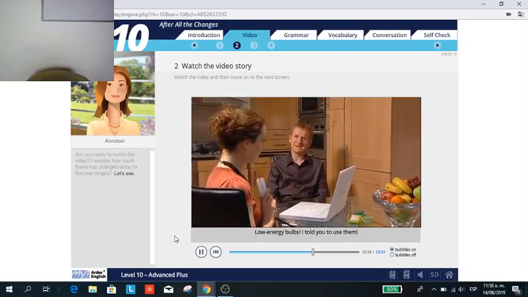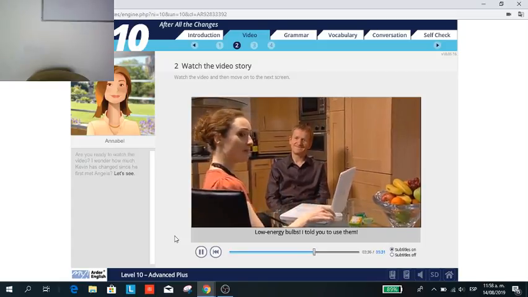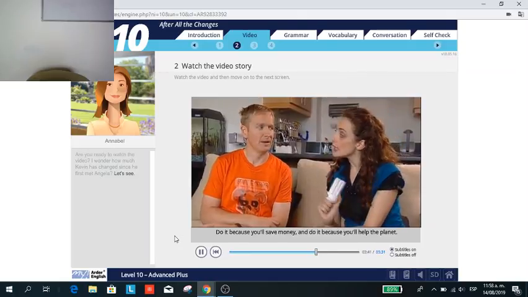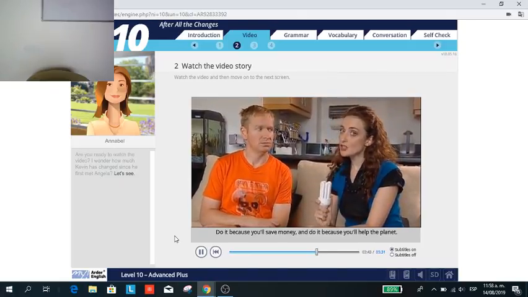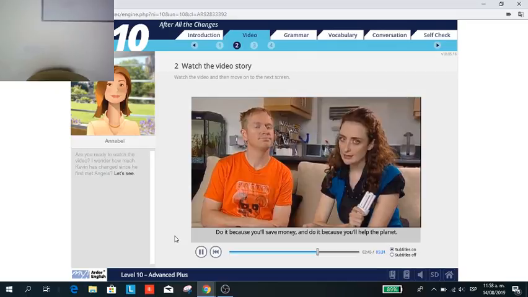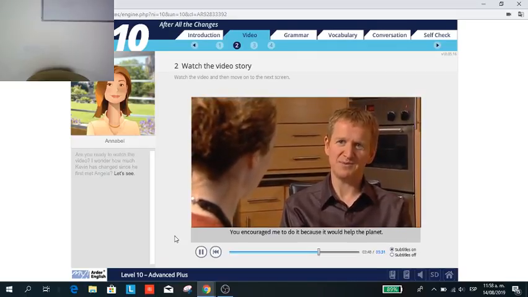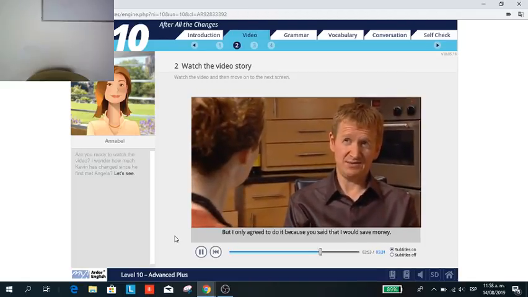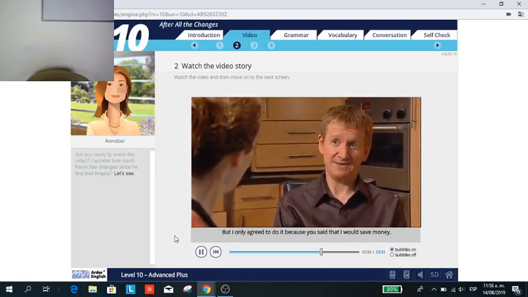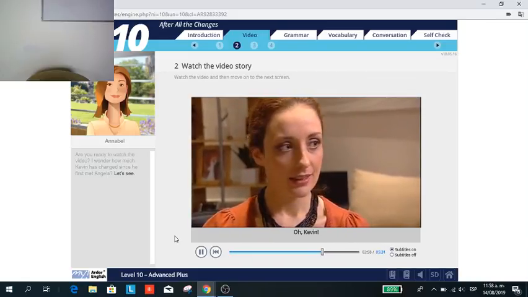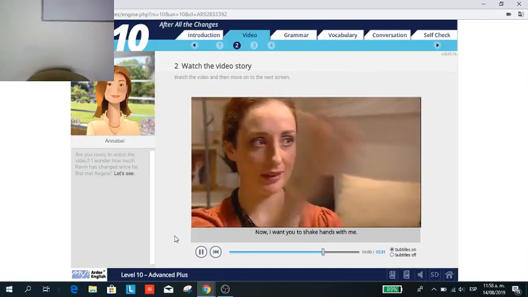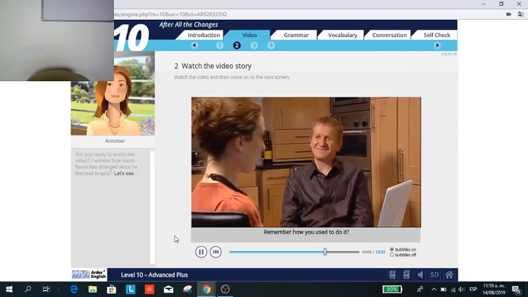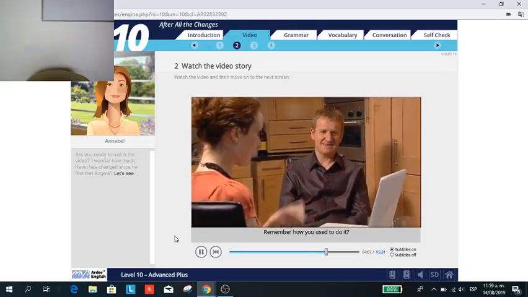Low energy bulbs. I told you to use them. So change your light bulbs, Kevin. Do it because you'll save money, and do it because you'll help the planet. You encouraged me to do it because it would help the planet. And I'm glad that you did. But I only agreed to do it because you said that I would save money. Oh, Kevin. Now, I want you to shake hands with me. Remember how you used to do it?